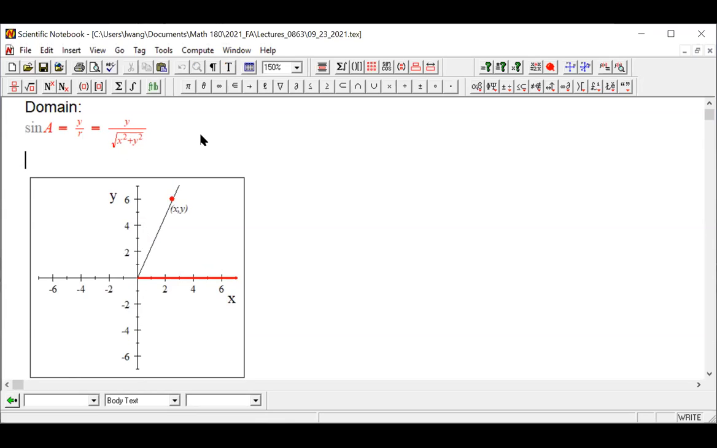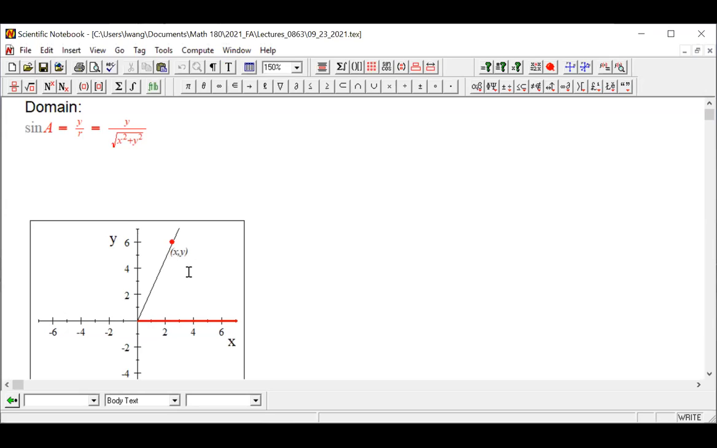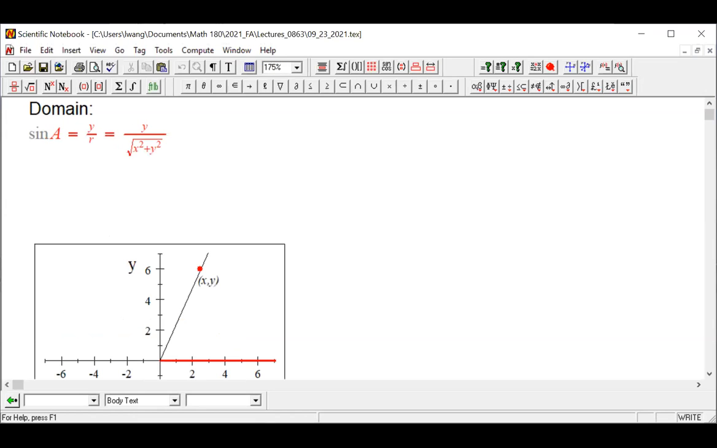let me make the fonts a little bit larger. This quantity, you can see the numerator will never be larger than the denominator. Is that right? Because, observe this.